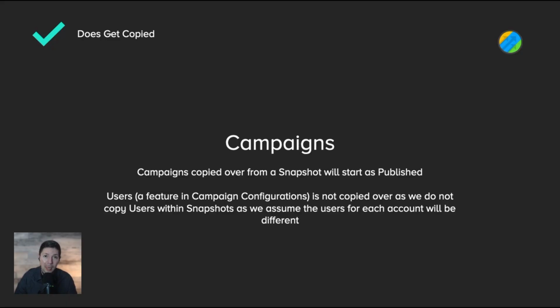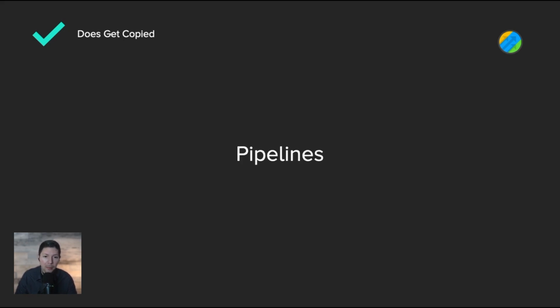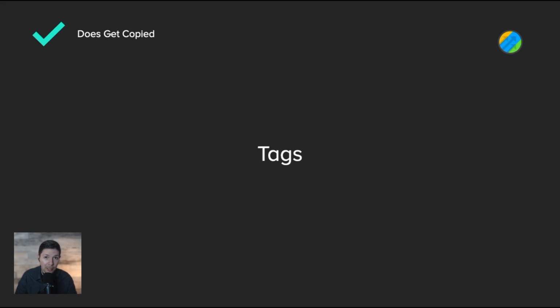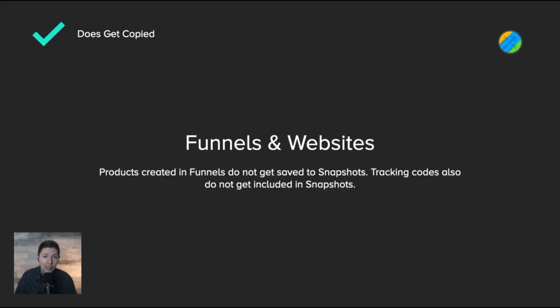But inside of the campaigns, if you're using the user component, that's not going to get copied over because the snapshot's not going to assume that a user from the sub account where you created the snapshot is also going to be over on the new sub account where you have merged or added in the snapshot. Okay, which makes sense. All the pipelines, all the calendars, and this is going to include all the settings for the calendars, all tags, folders, funnels, and websites.